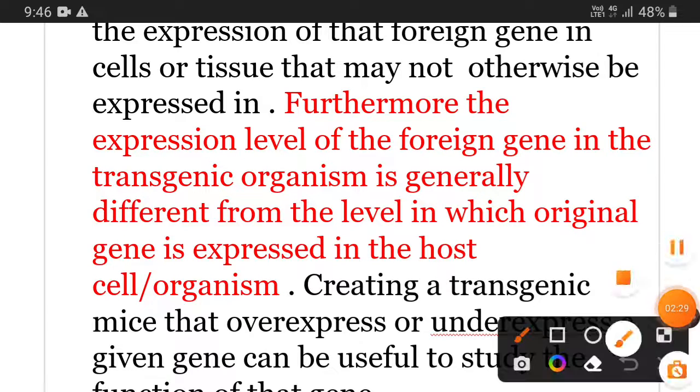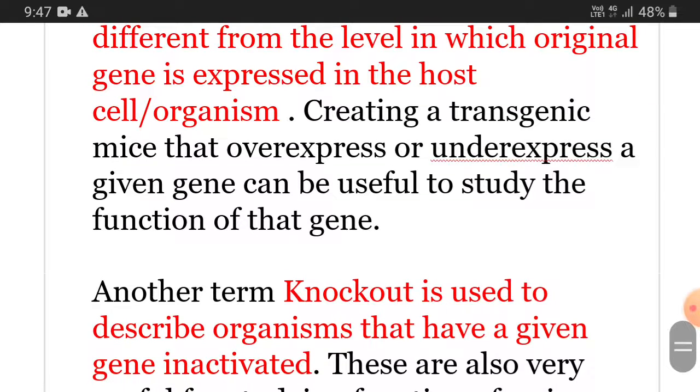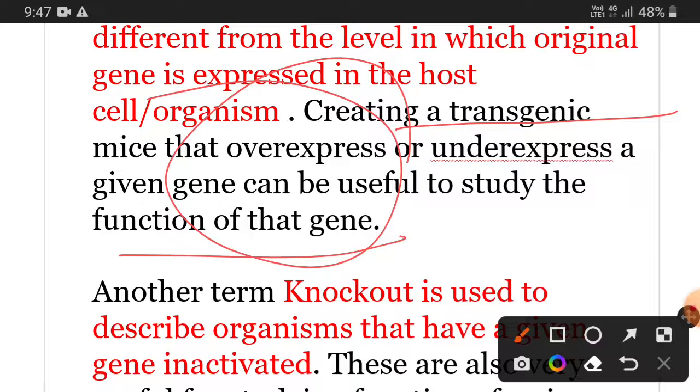That means suppose you have created a transgenic mouse which contains a foreign gene incorporated with its normal genome, right? So the genes which are present in the normal genome will be expressed at a level which should be different from the gene which is foreign. That means the expression level of the foreign gene should be different from the expression level of the normal genes. That is another important criterion. So we can create transgenic mice that have the ability to overexpress or underexpress a given gene to study the function of that gene. That means those kinds of transgenic organisms are very useful to study the function of a gene.